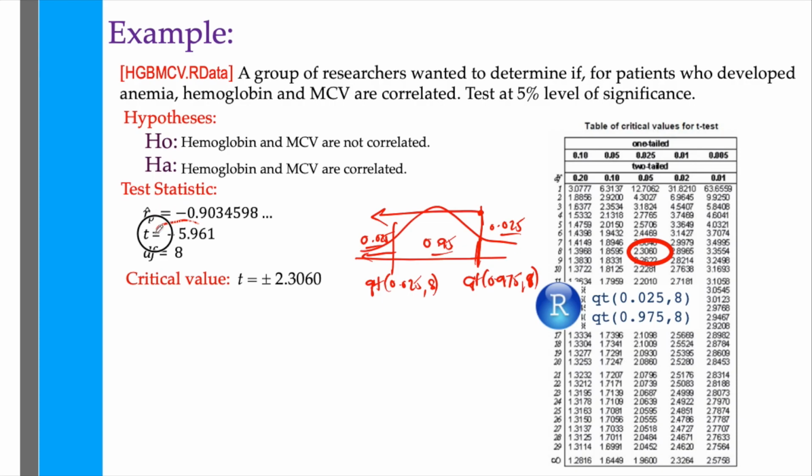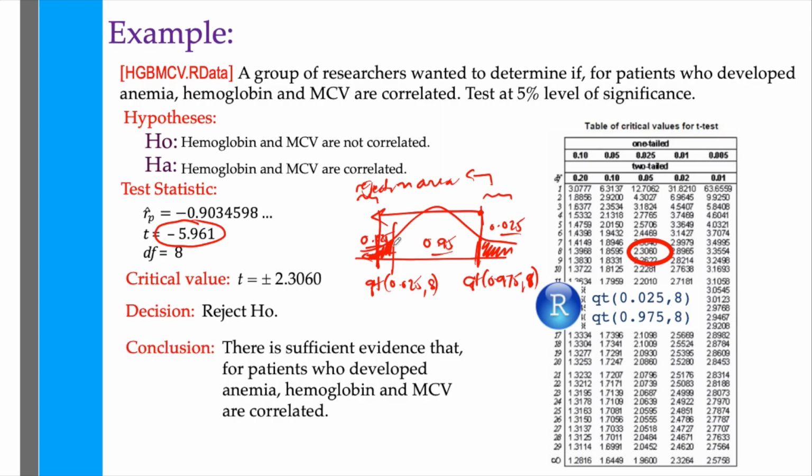Now, negative 5.96 is somewhere here, which is in the area of rejection. So remember that these two are the areas of rejection. So since that is in the area of rejection, then we're going to reject the null hypothesis and conclude that there is sufficient evidence to support the alternative hypothesis: hemoglobin and MCV are correlated for patients who developed anemia.